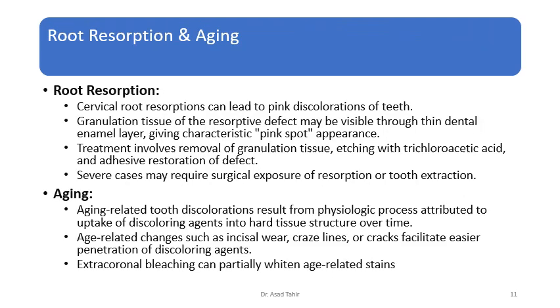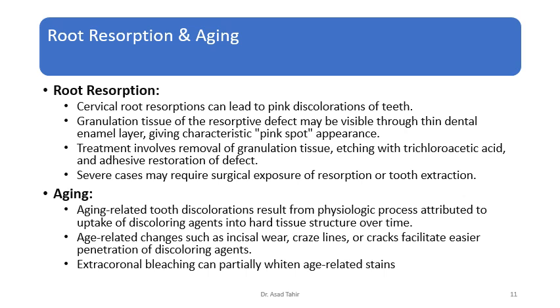Root resorption and aging. Root resorption: cervical root resorptions can lead to pink discolorations of teeth. Granulation tissue of the resorptive defect may be visible through the thin dental enamel layer, giving a characteristic pink spot appearance. Treatment involves removal of granulation tissue, trichloroacetic acid, and adhesive restoration of the defect. Severe cases may require surgical exposure of the resorption or tooth extraction.